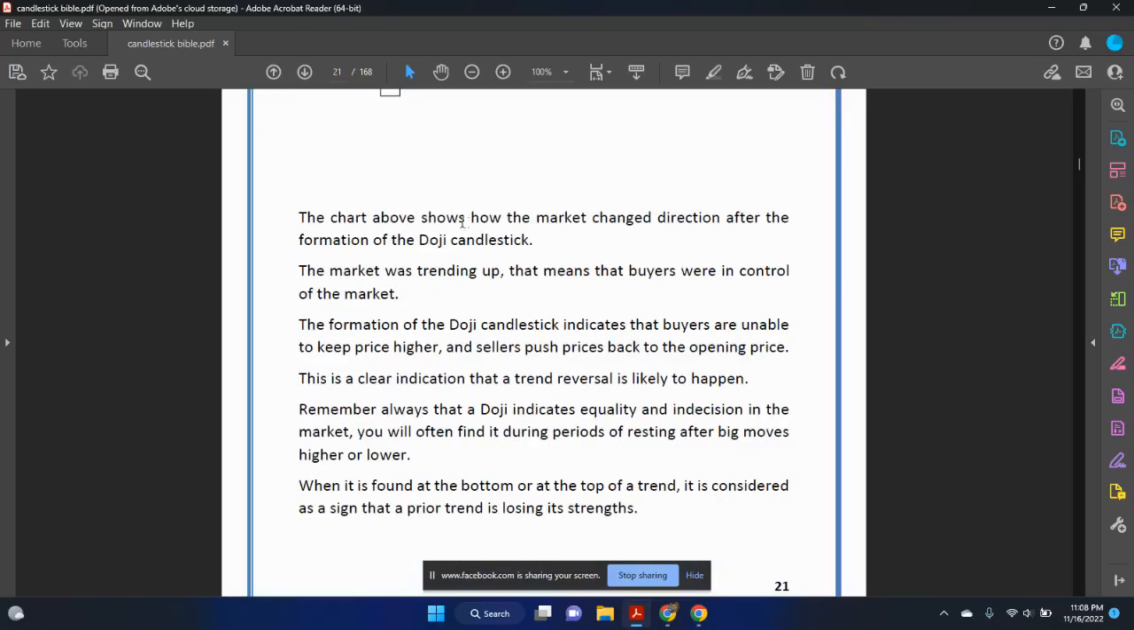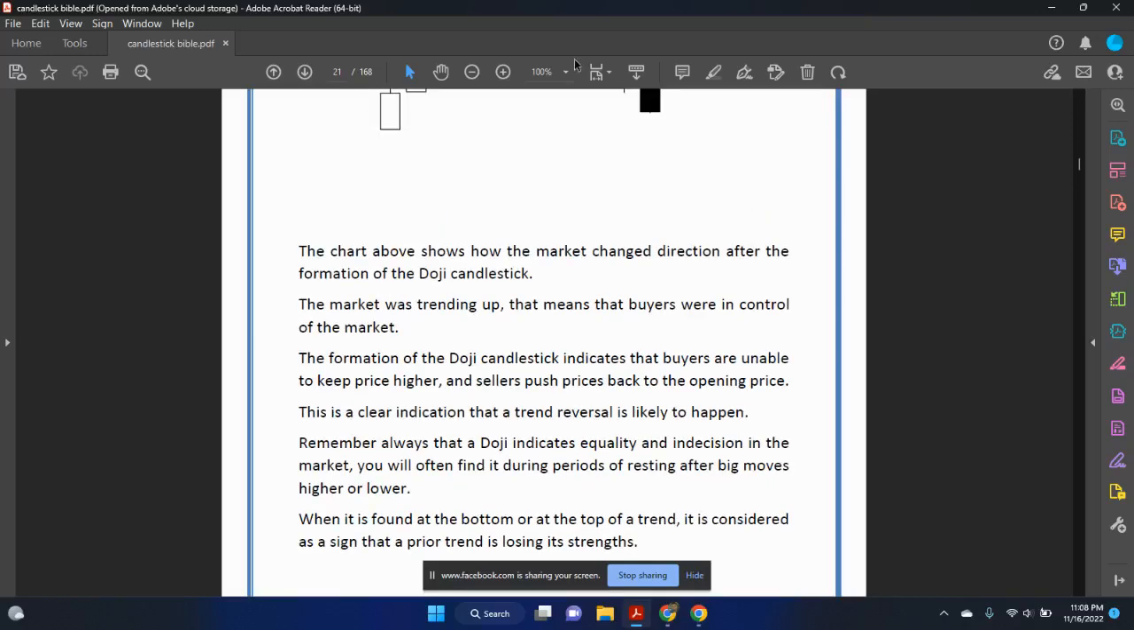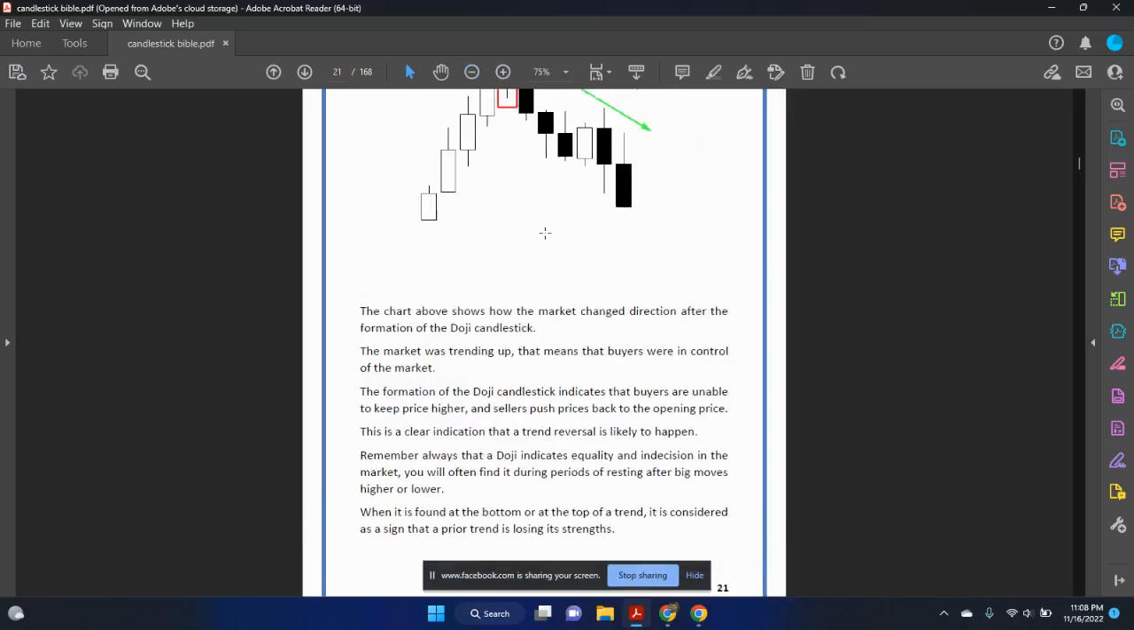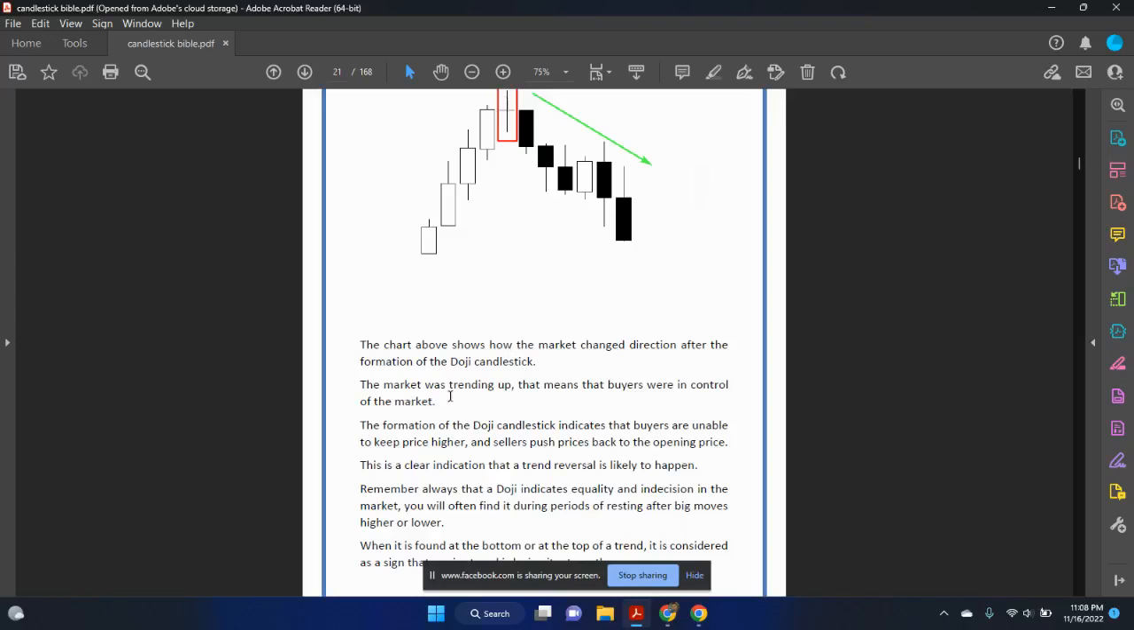It says the chart above shows how the market changed direction after the formation of the Doji candlestick. Okay, the market was trending up. That means that the buyers were in control of the market. The formation of the Doji candlestick indicates that the buyers are unable to keep price higher, and sellers push price back to the opening price. Okay. This is a clear indication that the trend reversal is likely to happen.